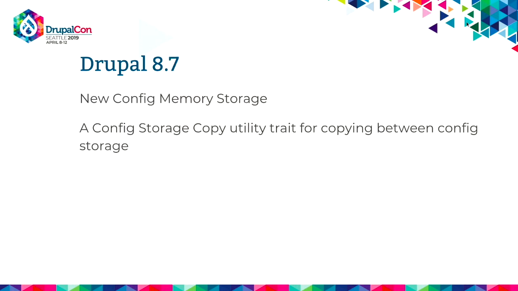Yeah, and then in 8.7, which is released soon, we have a new configuration memory storage. This is basically all the stuff that we were able to break out from the more complex patch that we're now targeting for 8.8. The memory storage is probably only for people who work with this and for tests. The same with the config storage copy utility trait, which allows you to make copies of the configuration storage the same everywhere, because in a lot of previous implementations, this code has been happening in lots of places, and it was incomplete, including in one of the core cases.